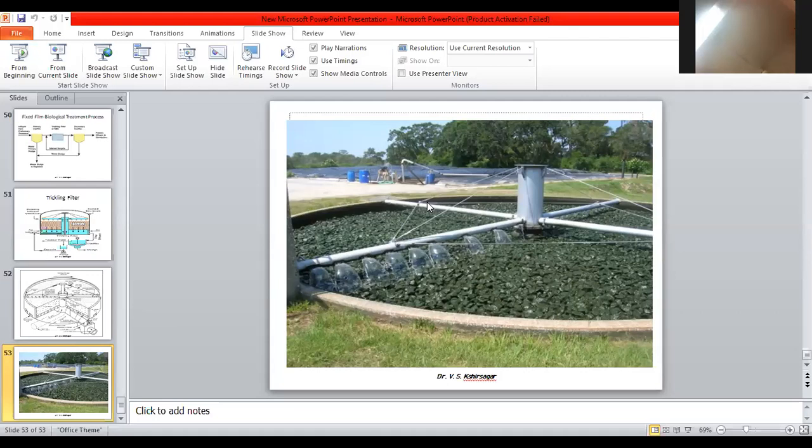Trickling filters are usually circular in shape, and the liquid wastewater is distributed over the top surface of the bed by a rotating distributor.